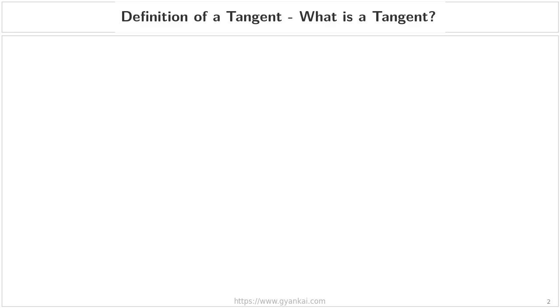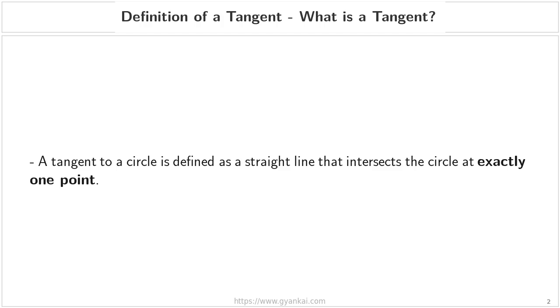Definition of a tangent. What is a tangent? Now that we've introduced the concept of lines interacting with circles, let's dive into the formal definition. So, what exactly is a tangent? Mathematically speaking, a tangent to a circle is defined as a straight line that intersects the circle at exactly one point. Just one. It doesn't pass through the circle, and it doesn't miss it entirely. It meets the boundary at a single, precise location.